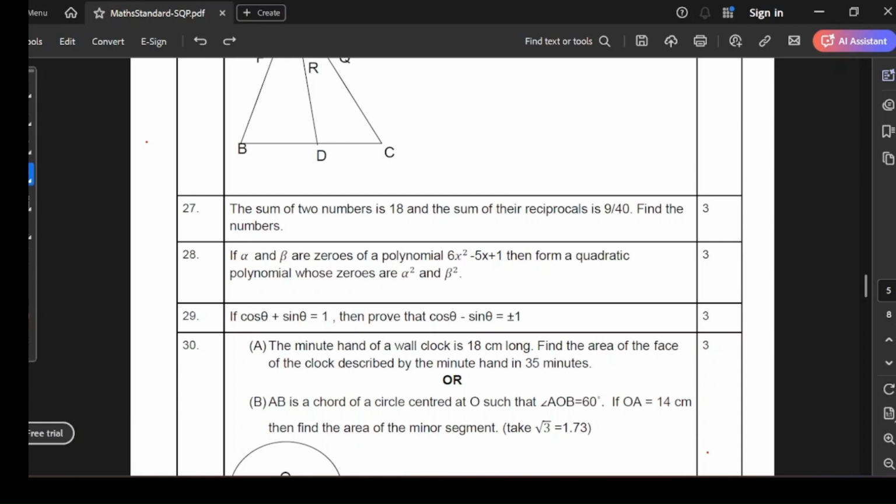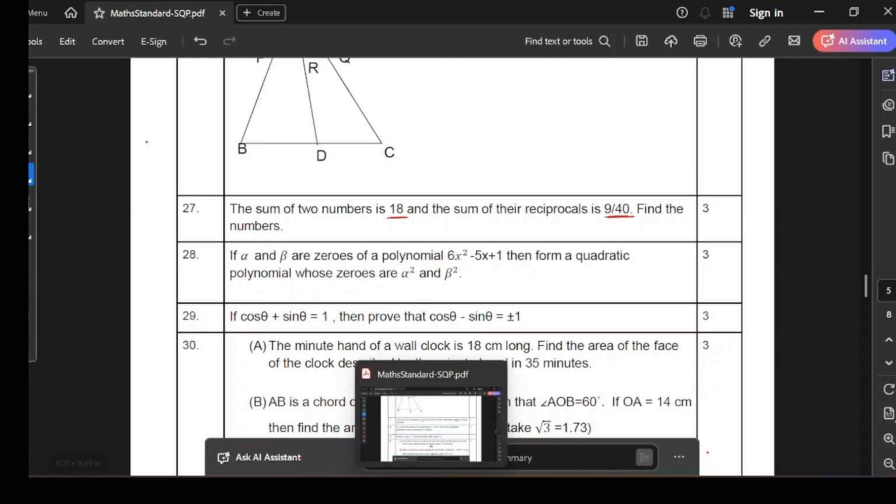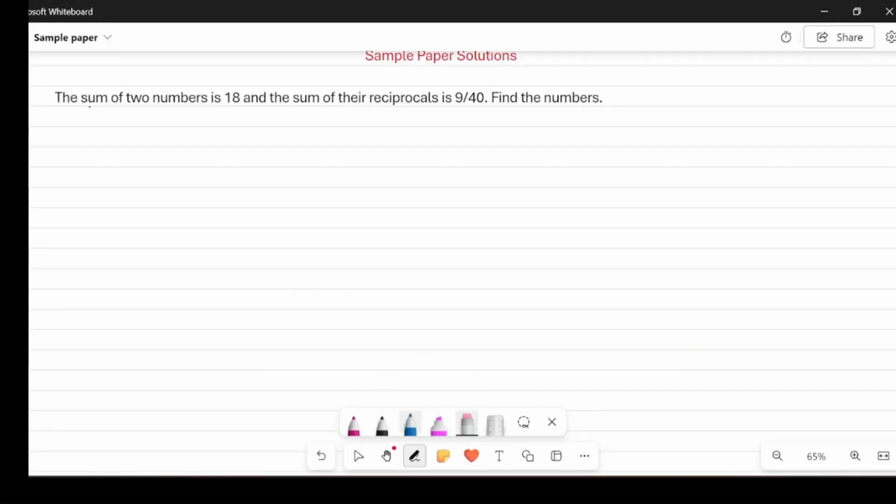The sum of two numbers is 18 and the sum of the reciprocals is 9 by 40. We need to find the two numbers, right? Since the sum of the two numbers is 18, we can assume one number as x. If we assume one number as x, then the other number would be 18 minus x, right?